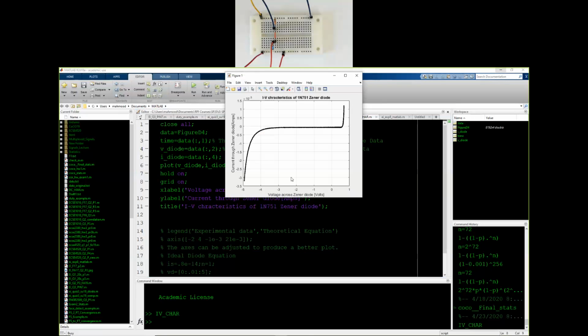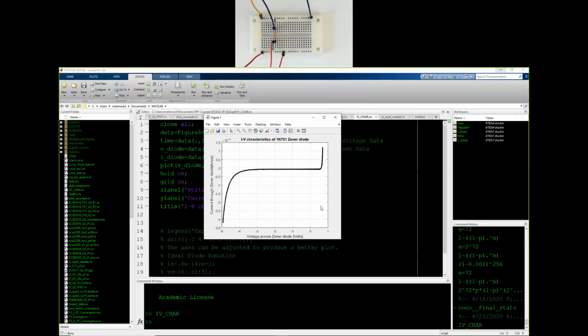Okay, so that gives me the IV characteristic of the Zener diode, and from this we can take a look at where it is going up, where it is doing the reverse breakdown, when it is turning on and when it is doing the reverse breakdown. So by using those data markers, you can do that. For example, if I do a data cursor here, you can take a look at that.